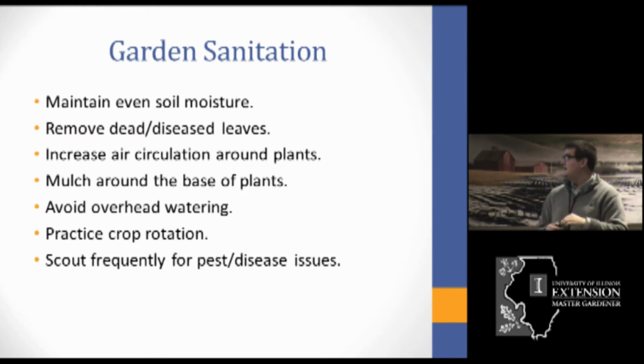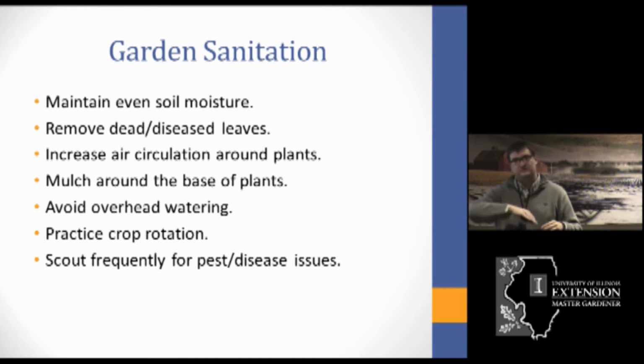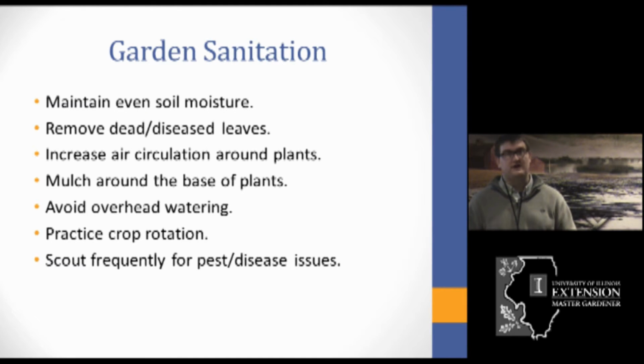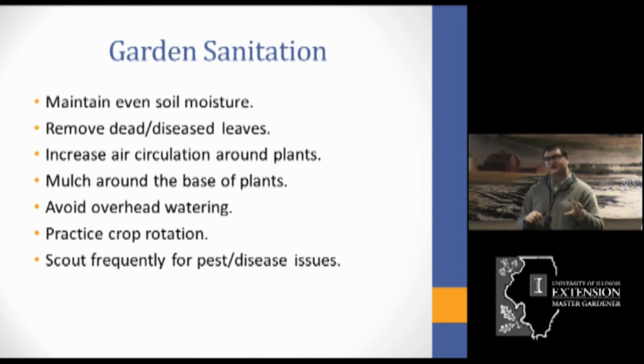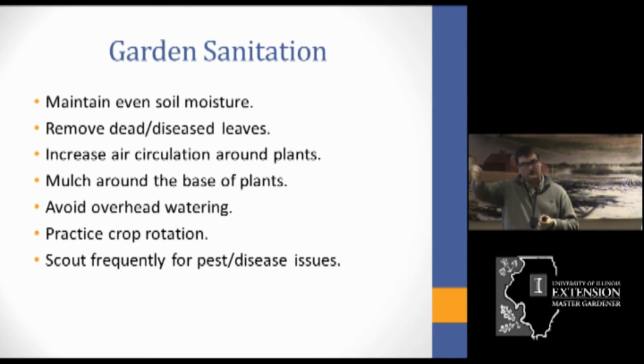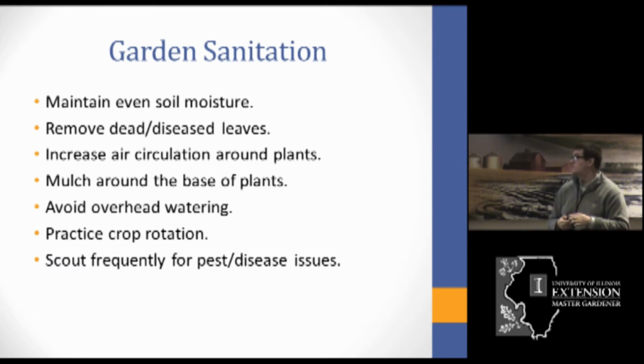And also increasing the air circulation around those plants. If you can have some breathing room, they're not all crammed together, you can lessen the likelihood of disease, as well as mulching around the base of the plants to help, first of all, maintain that even soil moisture, and second of all, to prevent the splashing up of fungal diseases onto tomatoes specifically. And again, with that, avoid overhead watering, so don't rain water down on the leaves. You want to water at the base of the plant is generally a good practice.